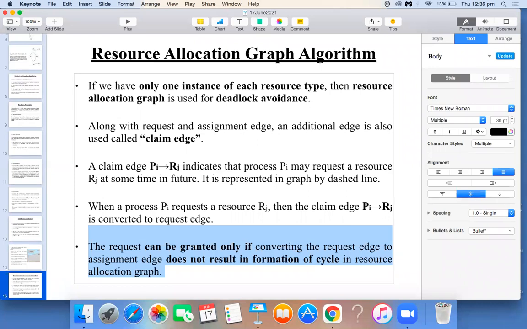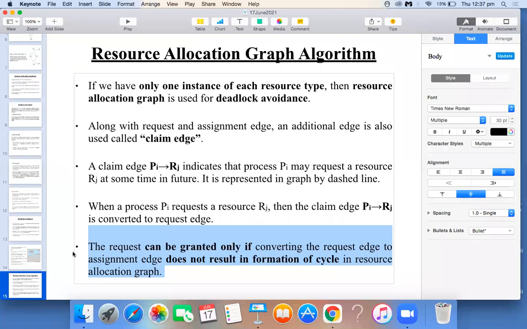Only if the conversion of a request edge into an assignment edge does not result in a cycle, then only you can assign that particular edge to the requested process. If cycle formation is happening, then you should not assign the resource. If there is no cycle formation, then you have to assign the resource. So that's how you are avoiding the deadlock in your system. That is how we use the resource allocation graph to avoid deadlock.